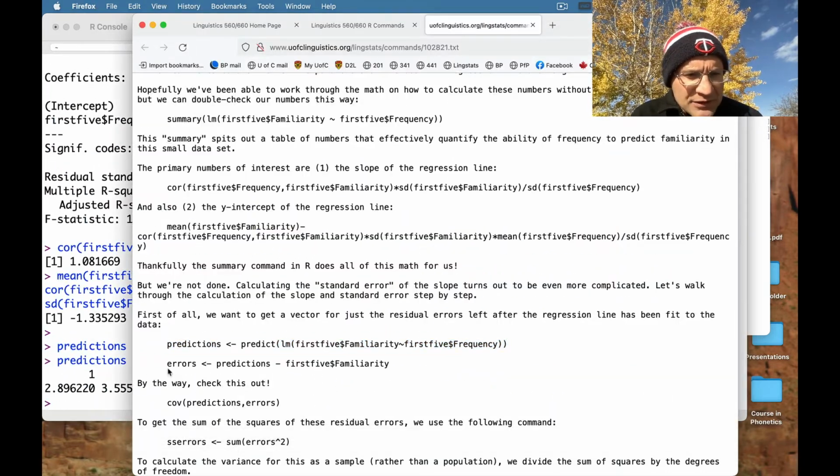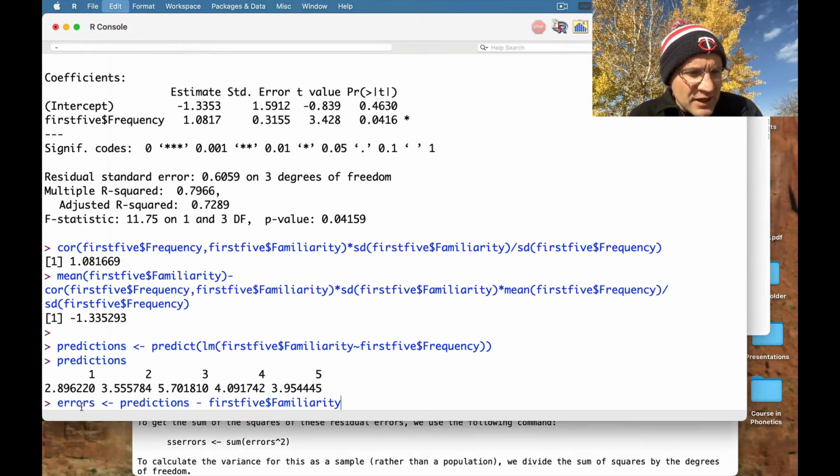Okay, so we can also calculate those errors explicitly, since R is conveniently designed to do so. So we'll have errors equal to predictions minus the observations. This is y hat, and this is just y. Or maybe you could say this is y hat sub i, all the y hat sub i's, and this is all the y sub i's.